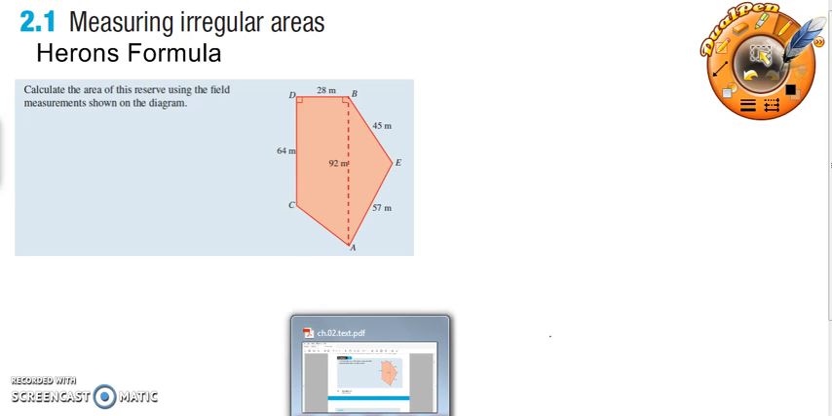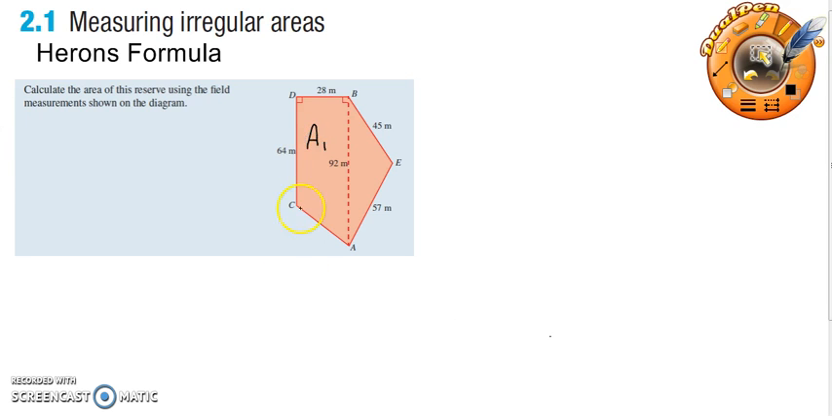Now what I'm looking at is I have area 1, which is a trapezium, and area 2, which is a triangle. The problem with the triangle is there is no height on it. So that tells us that we are going to have to use Heron's formula. So what I'm going to start with first is area 1.